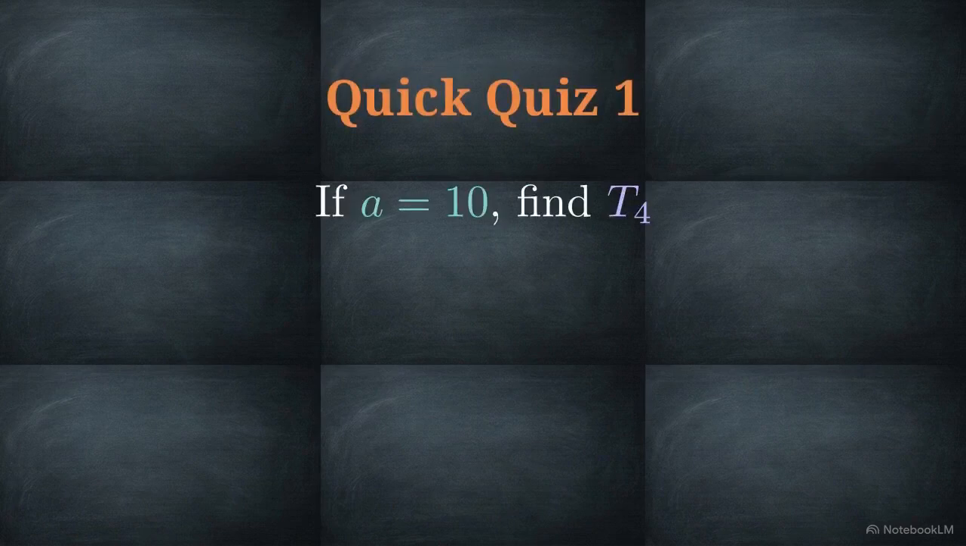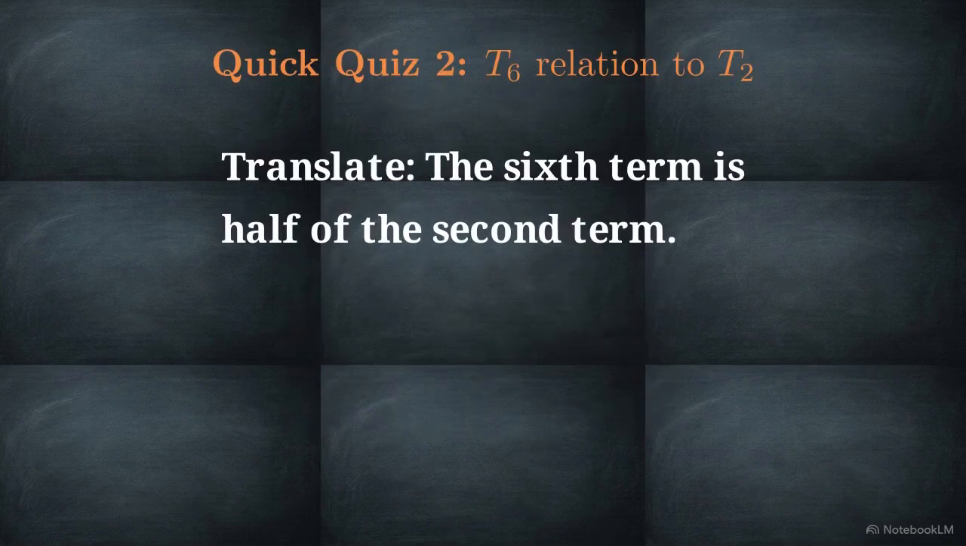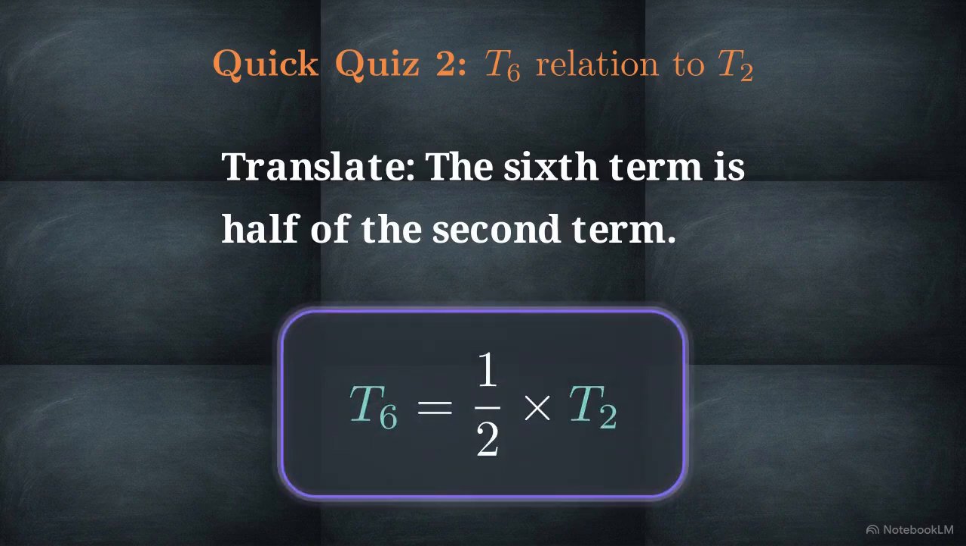Quiz 1. If the first term is 10, what is the fourth term? The answer is 10 plus 3d. Quiz 2. Translate: the sixth term is half of the second term. That would be T6 equals 1/2 times T2.